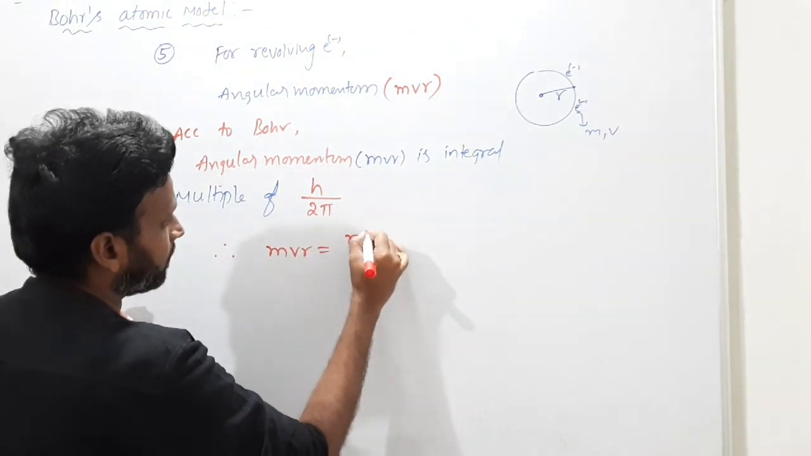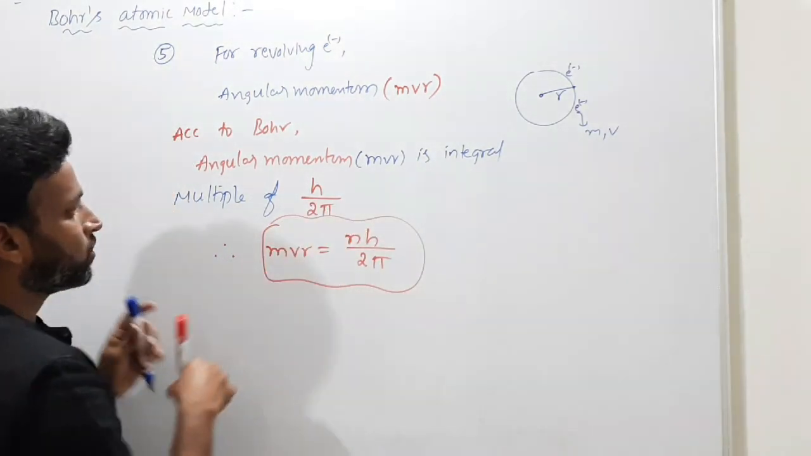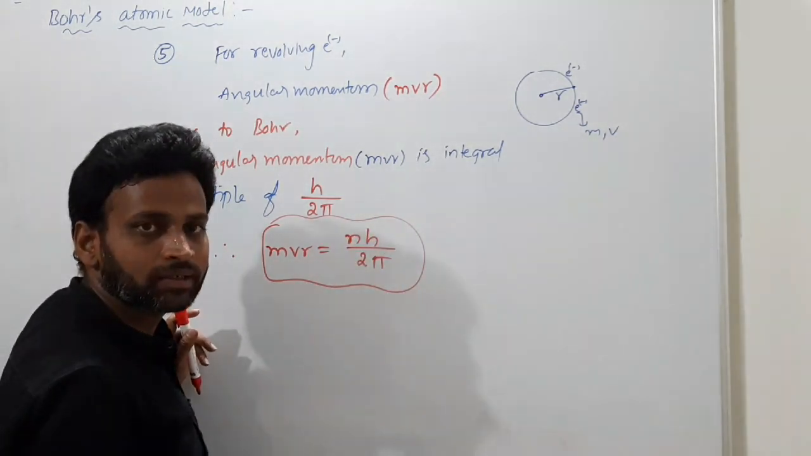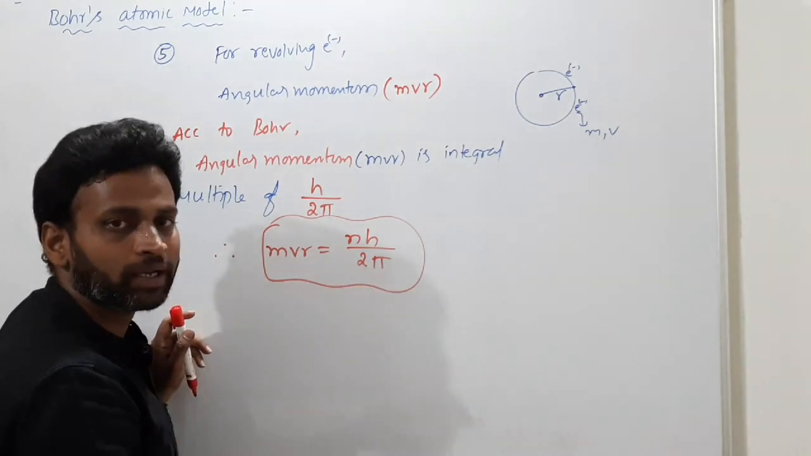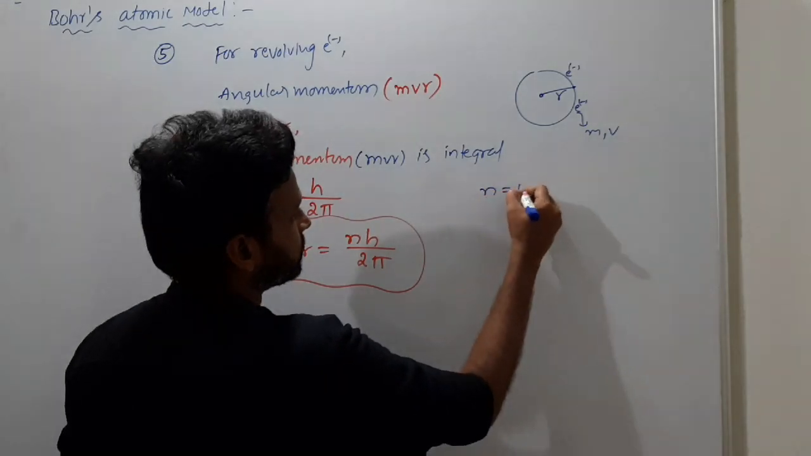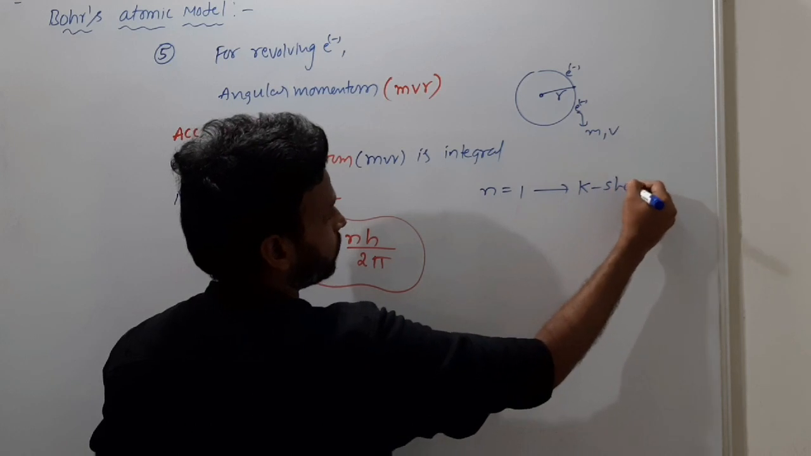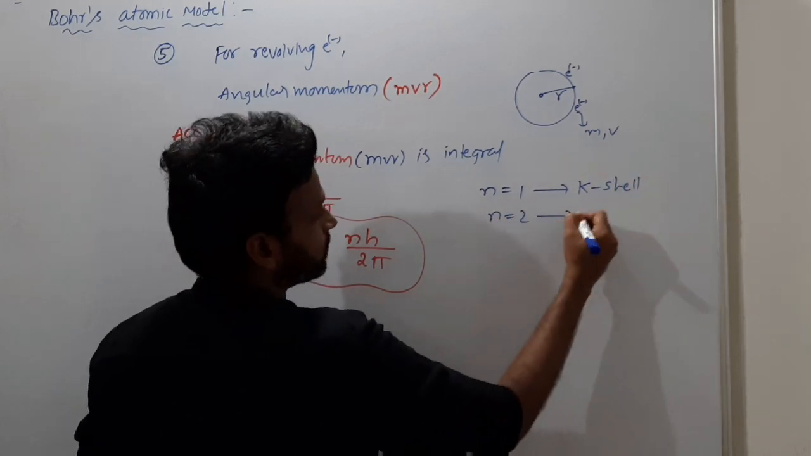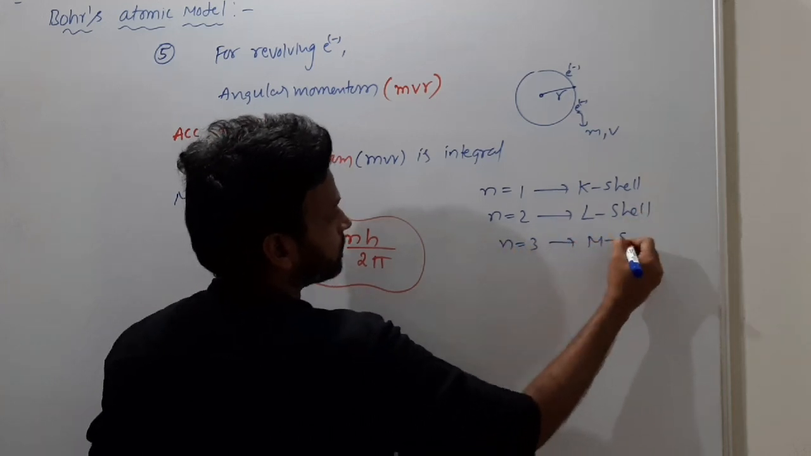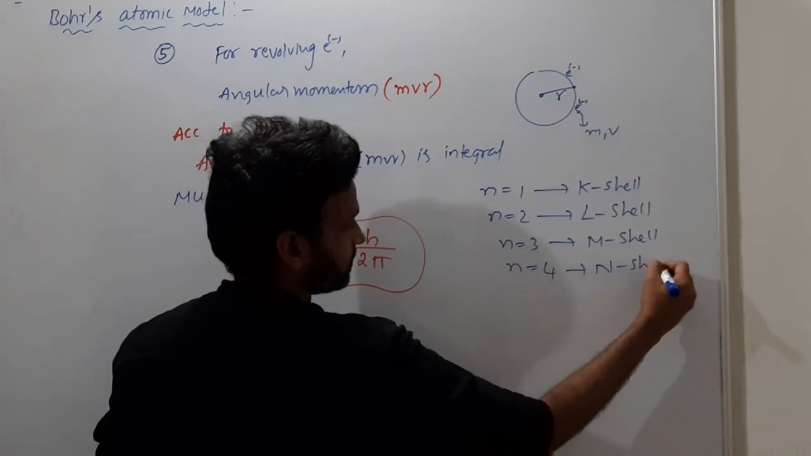So what you can write, therefore, is angular momentum MVR equals n h by 2 pi. Integral multiple means some number n times h by 2 pi: 1 h by 2 pi, 2 h by 2 pi, 3 h by 2 pi, 4 h by 2 pi, like that. Here n equals 1 is the K shell, as I told you already. n equals 2 is the L shell. n equals 3 is the M shell. n equals 4 is the N shell, like that.